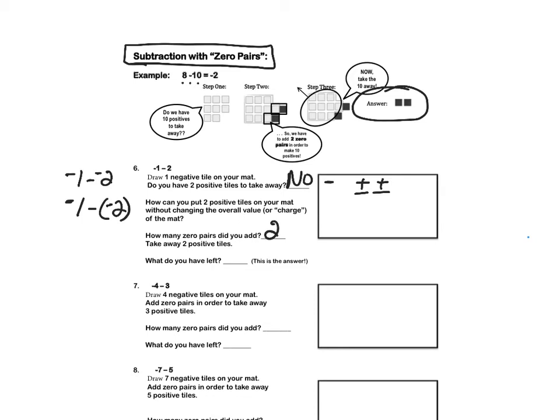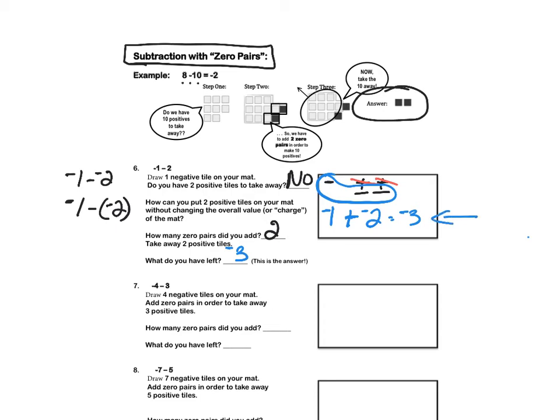Now I can take away the 2 positives. If I take away the 2 positives, you can clearly see that I actually did -1 plus -2 is what I'm left with, because I'm going to combine what I have left over, which gives me -3. Okay. Pause the video and go through 7 through 11. Make sure you're reading and answering all the questions.